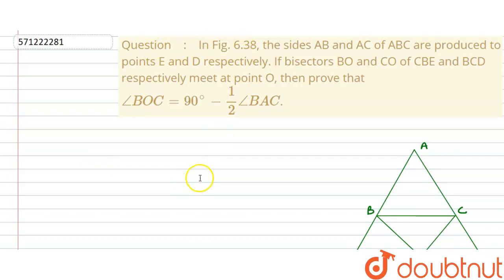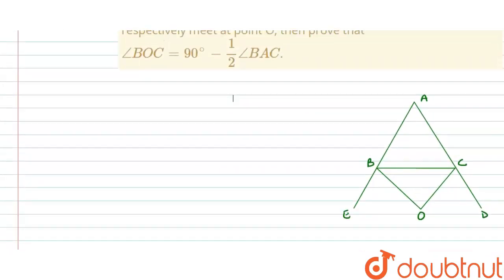The question says, in figure 6.38, the sides AB and AC of triangle ABC are produced to point E and D respectively. If bisectors BO and CO of angles CBE and BCD respectively meet at point O, then prove that angle BOC is equal to 90 degrees minus half of angle BAC. That is, you can see here. So this is given to us.